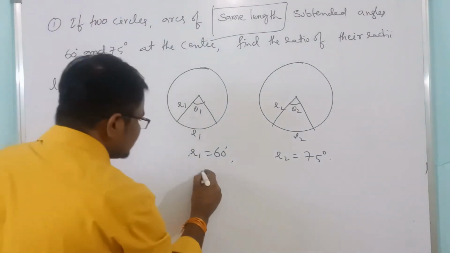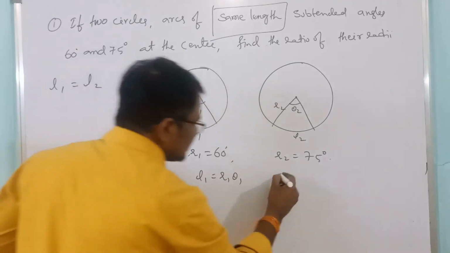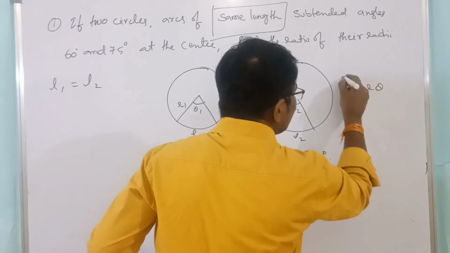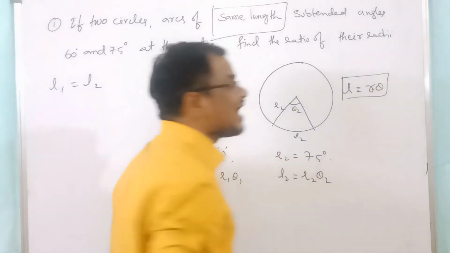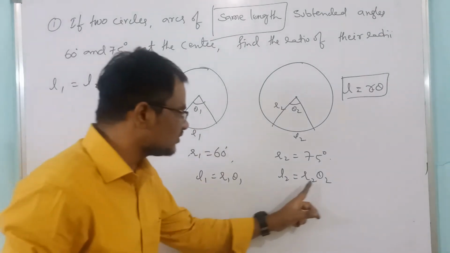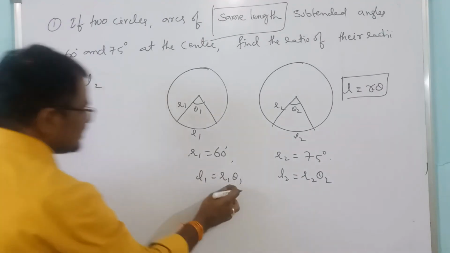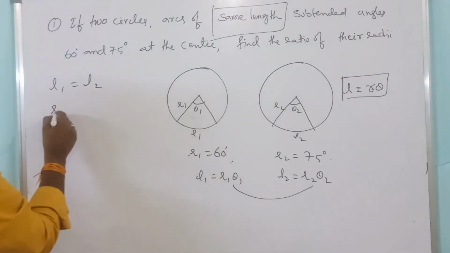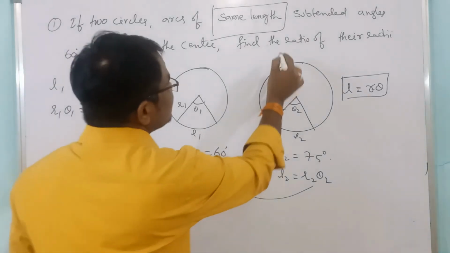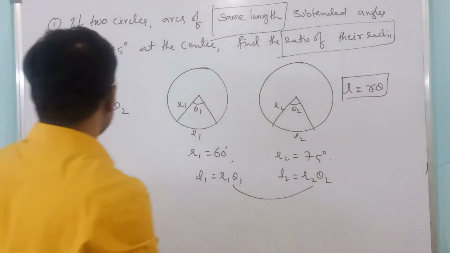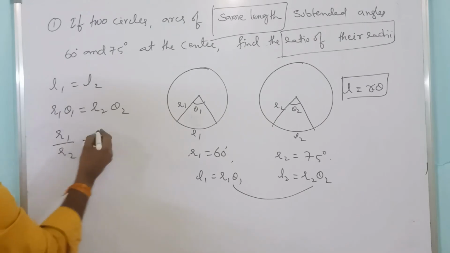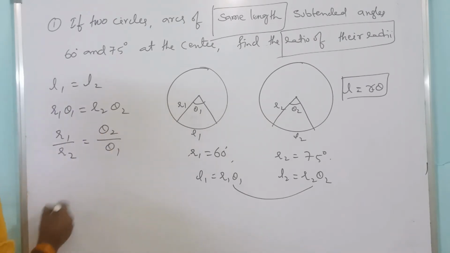But we know that L1 equals r1 theta 1 and L2 equals r2 theta 2, because the length of the arc formula is L equal to r theta, right? So here L1 equal to L2 given means r1 theta 1 equals r2 theta 2. So what are they asking? Ratio of their radii means the ratio r1 by r2 is asked. So r1 by r2 is nothing but theta 2 by theta 1.